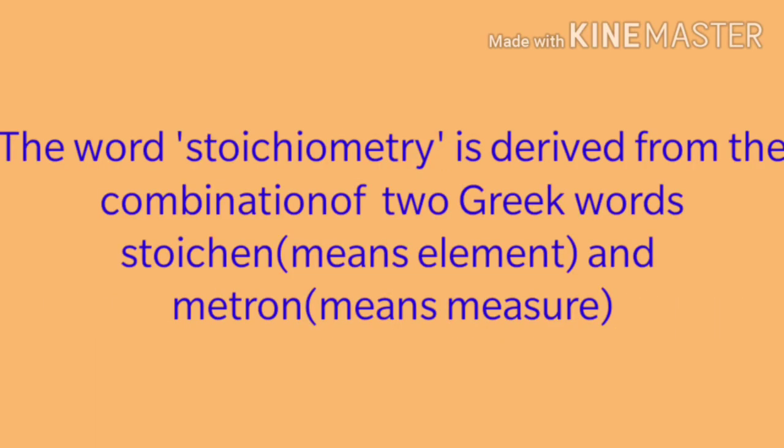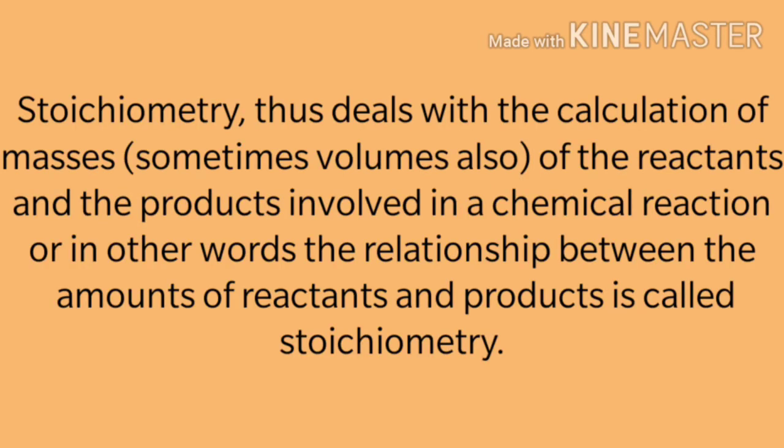Now we study stoichiometry. The word stoichiometry is derived from the combination of two Greek words. Stoichio means element and metron means measure. So there is a measurement, you can say. So in stoichiometry, we can measure the amount of a substance, that is, the element or compound.